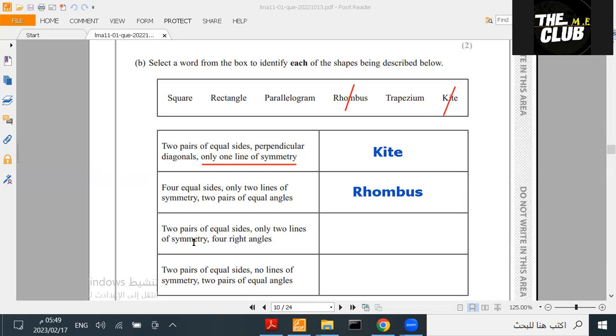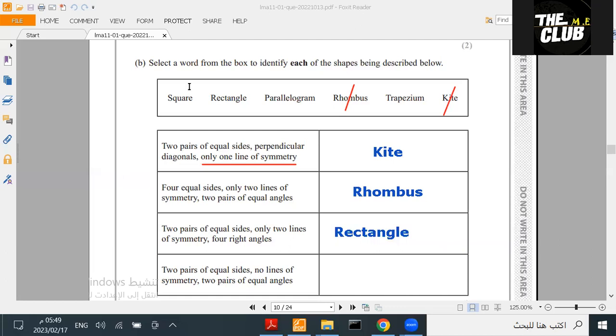Now let's continue. 2 pairs of equal sides, only 1 line of symmetry. This one has 4, this one has 2. Parallelogram no, trapezium no, they have no lines of symmetry. So it's a rectangle. I can answer them from the lines of symmetry, but I have to focus on all of them. Rectangle.